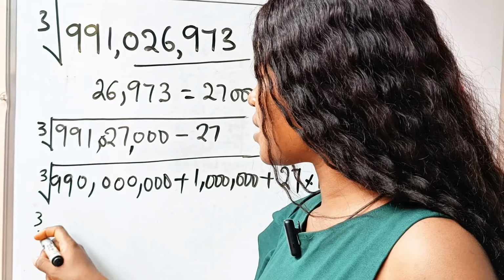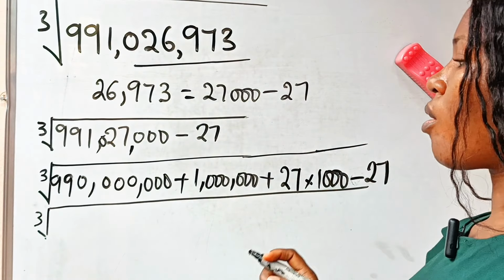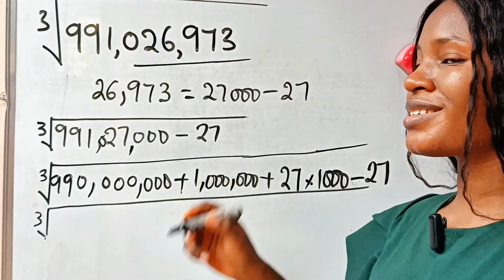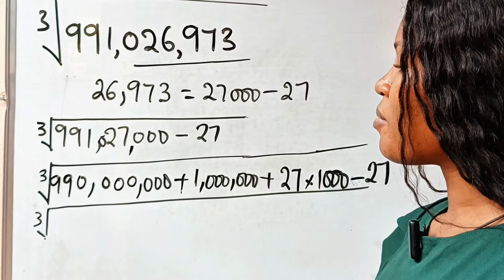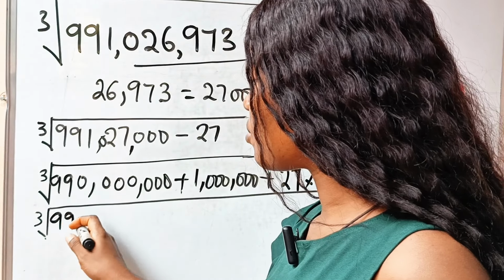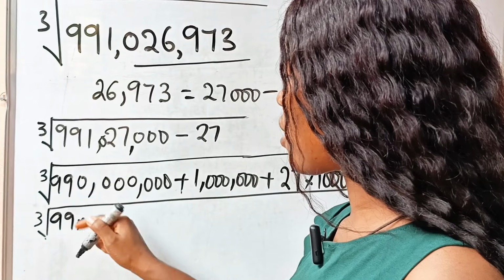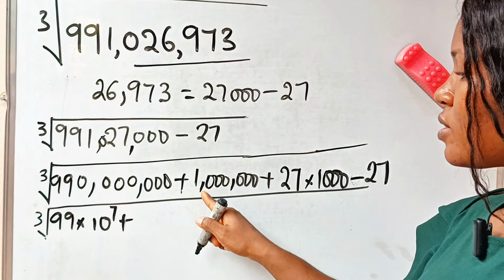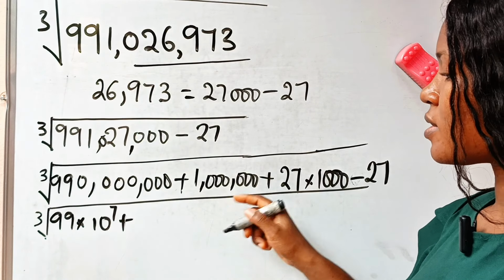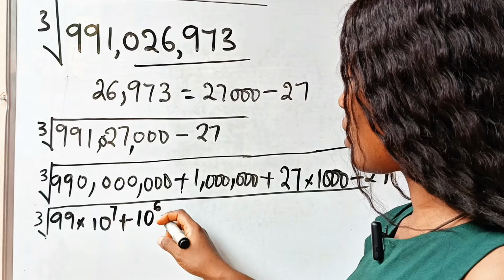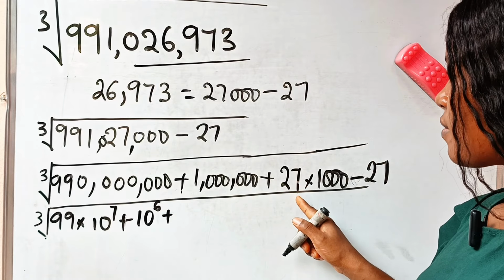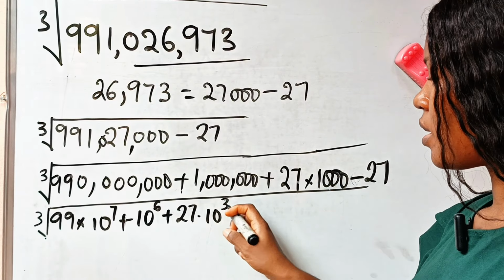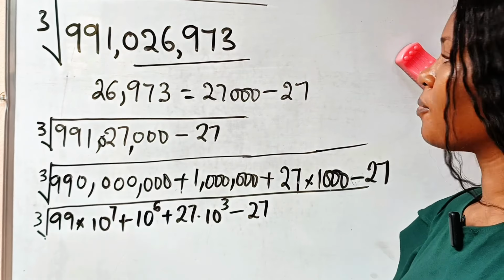Now we have the same thing as the cube root of 990 million, which can be expressed as 99 multiplied by 10 to the power of 7. Plus 1 times 10 to the power of 6, plus 27 multiplied by 10 to the power of 3, then minus 27.